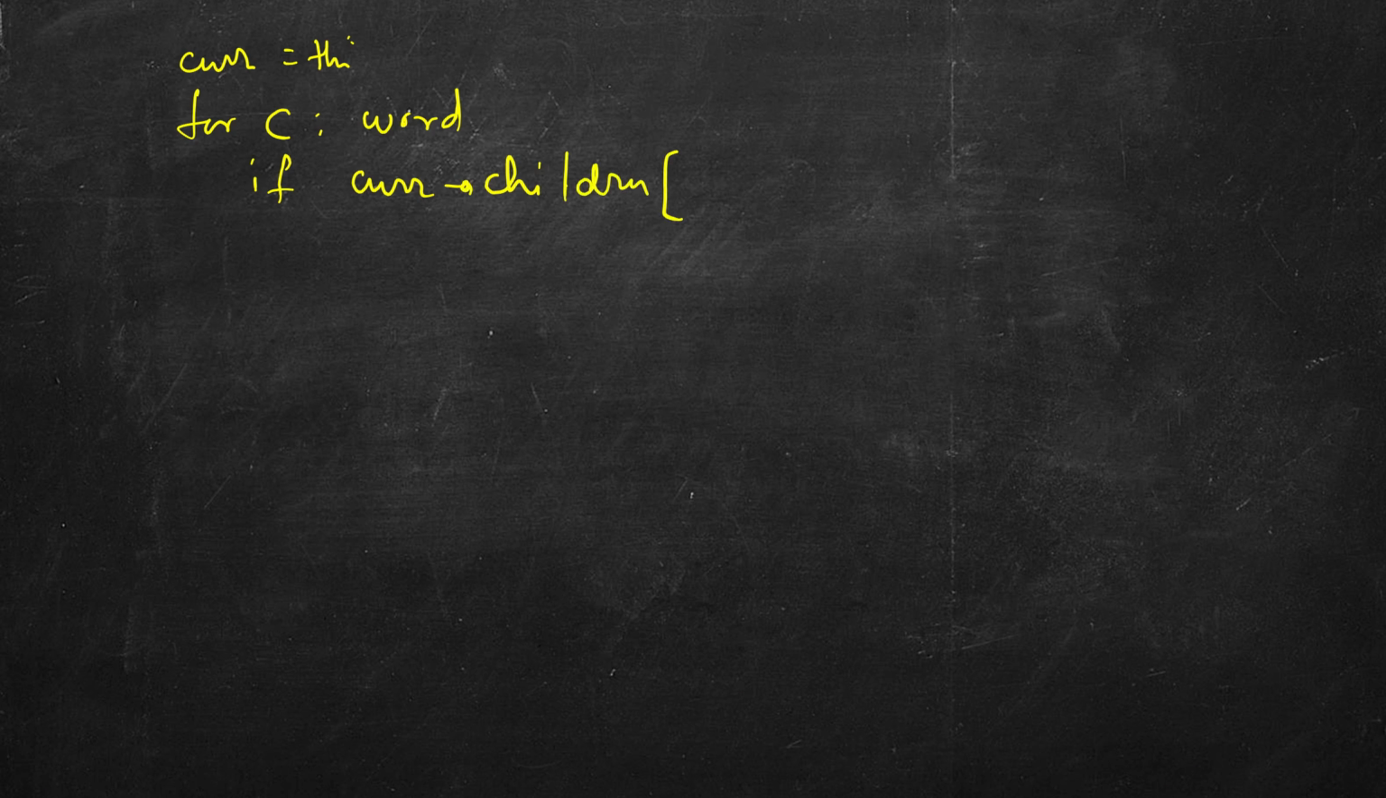So inserting is very trivial. You can initialize current equal to this. Then for all characters C in word, we will check if current's children dot C. So for A it will be the 0th child, for B it will be the second child, for Z it will be the 25th child. So you convert it to int by subtracting the ASCII value.